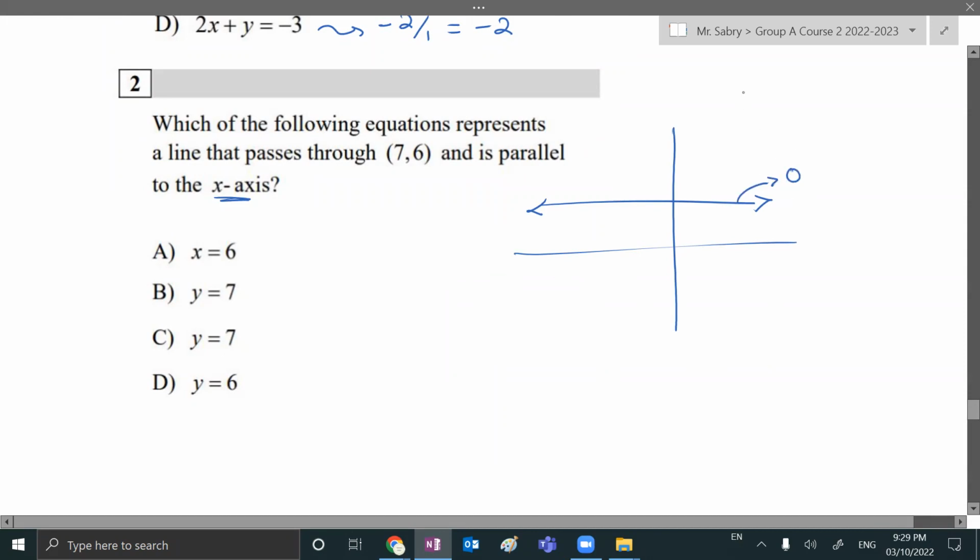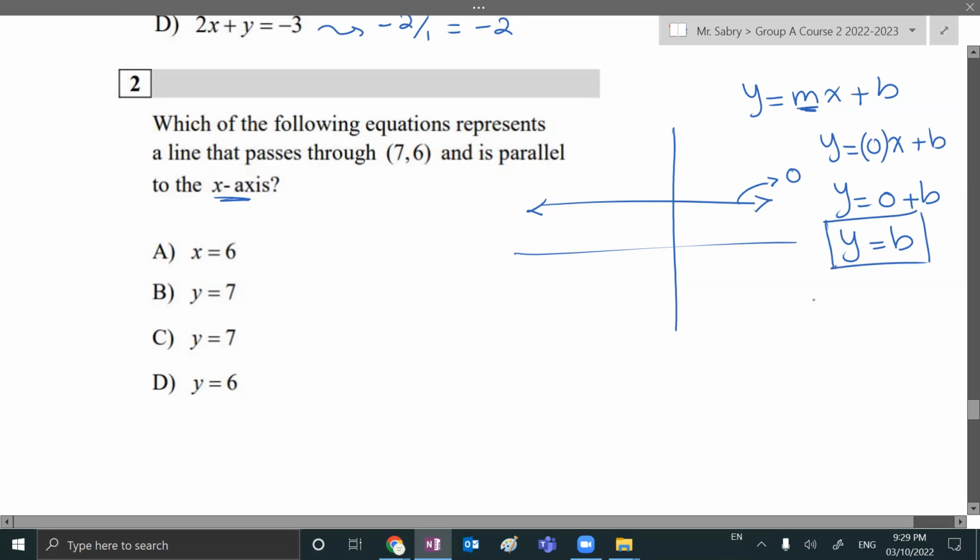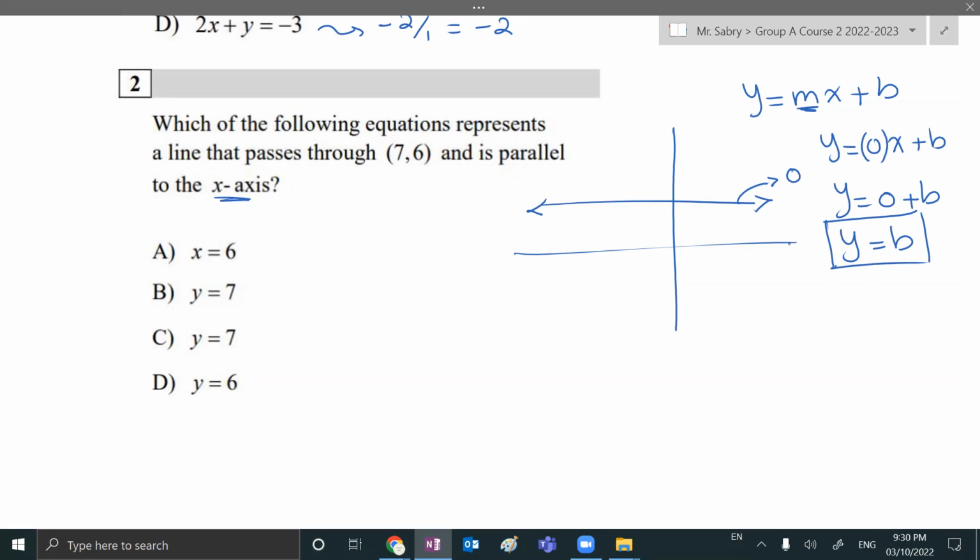Now think about this. y equals mx plus b should be the equation of any line. If the slope is 0, this will become y equals 0 times x plus b. Now 0 times x is just 0. So 0 plus b will be the answer. So the answer finally will be y equals b. What I'm trying to show you is that the equation of a line that is parallel to the x-axis does not have any x in it at all. It's just y equals a number.